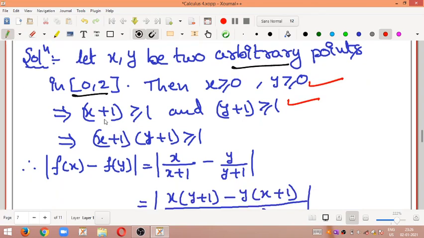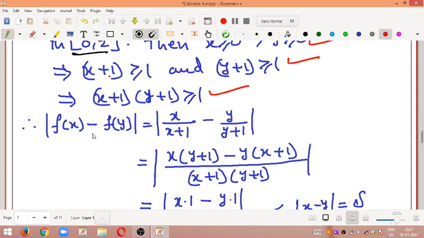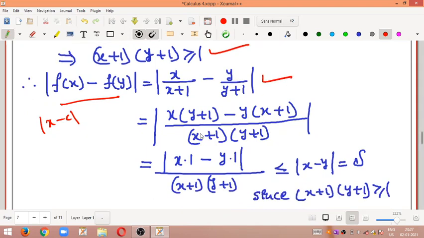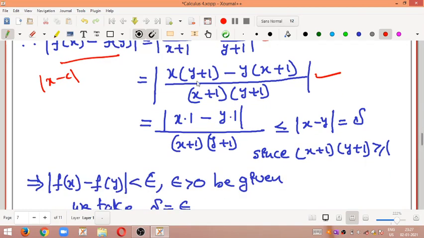Then, by multiplying these two terms, x plus 1 into y plus 1 is greater than or equal to 1. Now we want to check the value mod f of x minus f of y. If it is less than or equal to mod x minus y, we say that this function is uniformly continuous. So according to the definition, f of x is equal to x by x plus 1, f of y is equal to y by y plus 1. By simplifying, x into y plus 1 minus y into x plus 1, by x plus 1 into y plus 1.